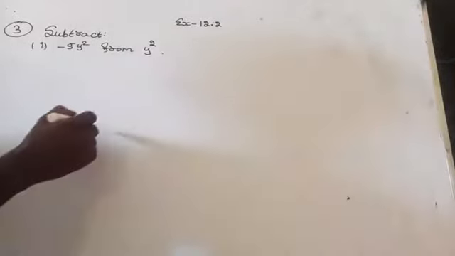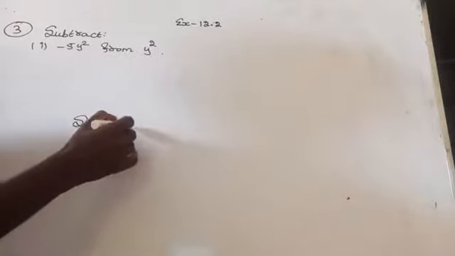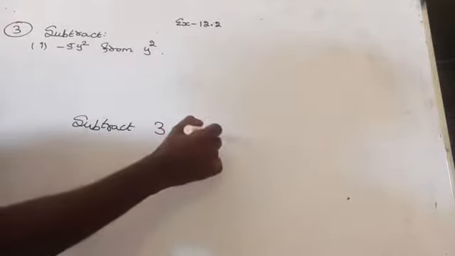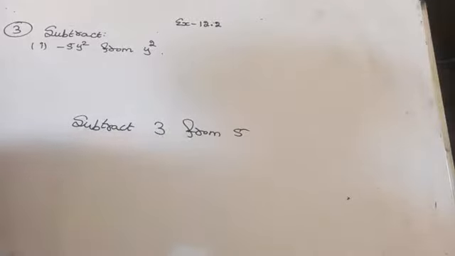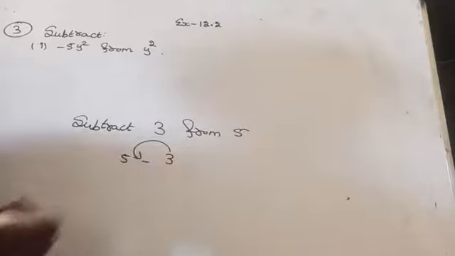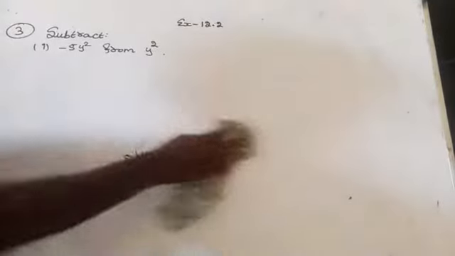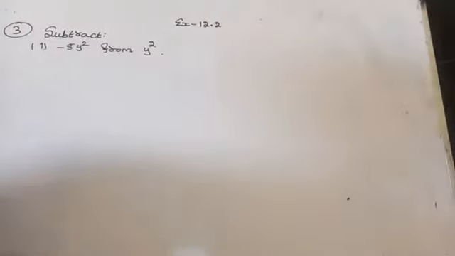So subtract 3 from 5. What will you do? Subtract 3 from 5. We are going to subtract 3 from 5, so that is 5 minus 3. Am I right here? So here what will you do? Subtract minus 5y square from y square here. So what will be that?